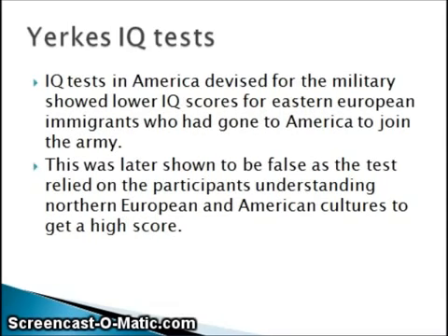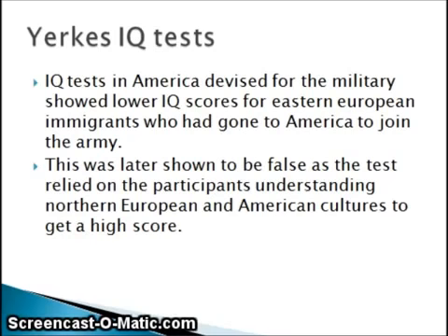A very classic study, and again I'll put a link down the bottom so you can read a bit more about this, when we talk about ethnocentrism, is the Yerkes IQ test. So they developed an IQ test for people when they came to America, ready to join the army, and they thought that it measured IQ. However, when they've looked at it again through kind of better eyes years later, they've realized that it wasn't testing this at all. You had to come from a European and American culture to get a high score.